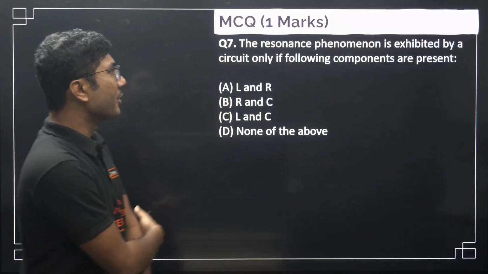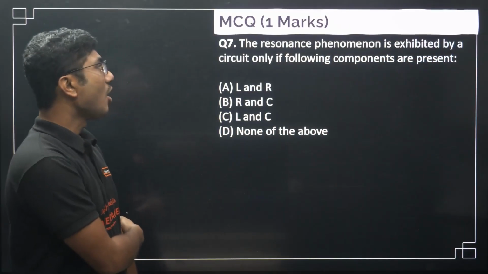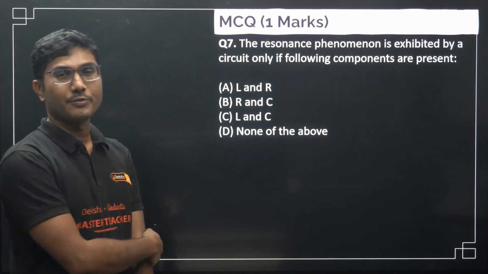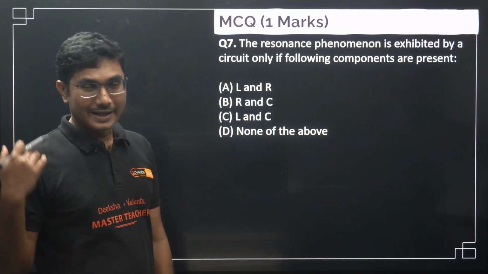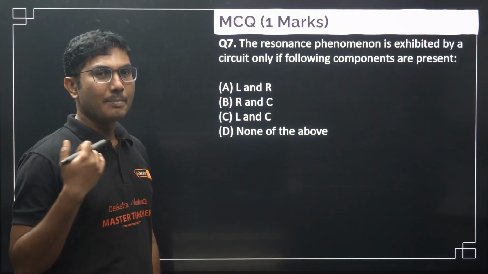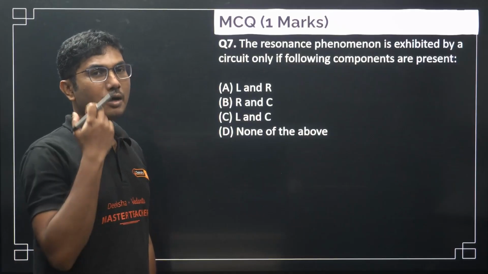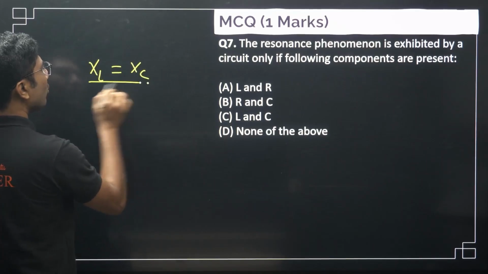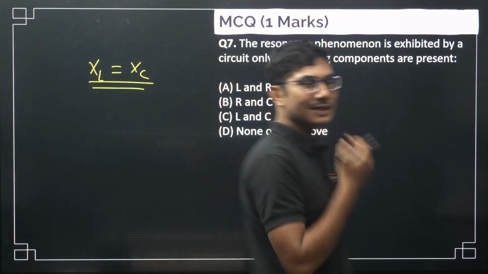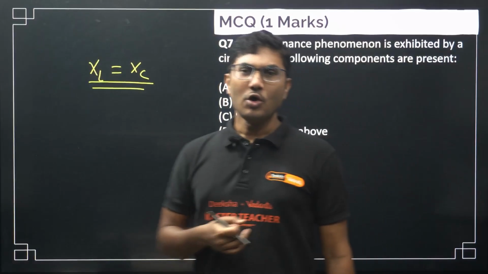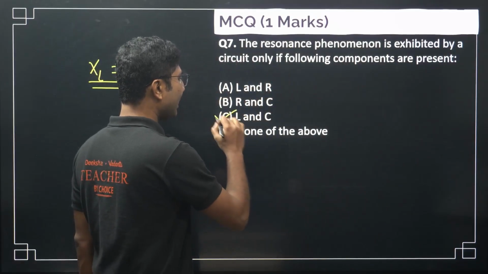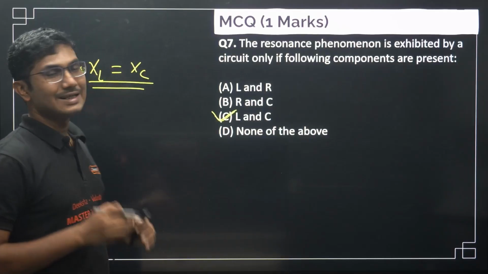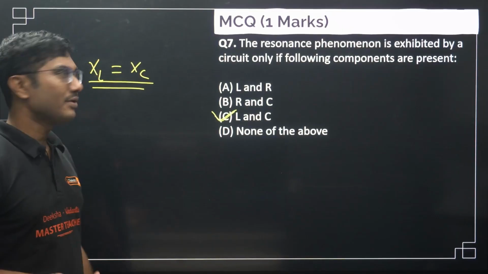The resonance phenomenon is exhibited by circuit only if following components are present. To observe resonance, you have to have an inductor and a capacitor. That is mandatory, right? Resistance is optional, but XL must be equal to XC. That means XL and XC both have to be present. If one is missing, then you will not observe resonance. So both L and C are required. Resistance is not compulsory, but L and C is compulsory. So this is how you can observe resonance.